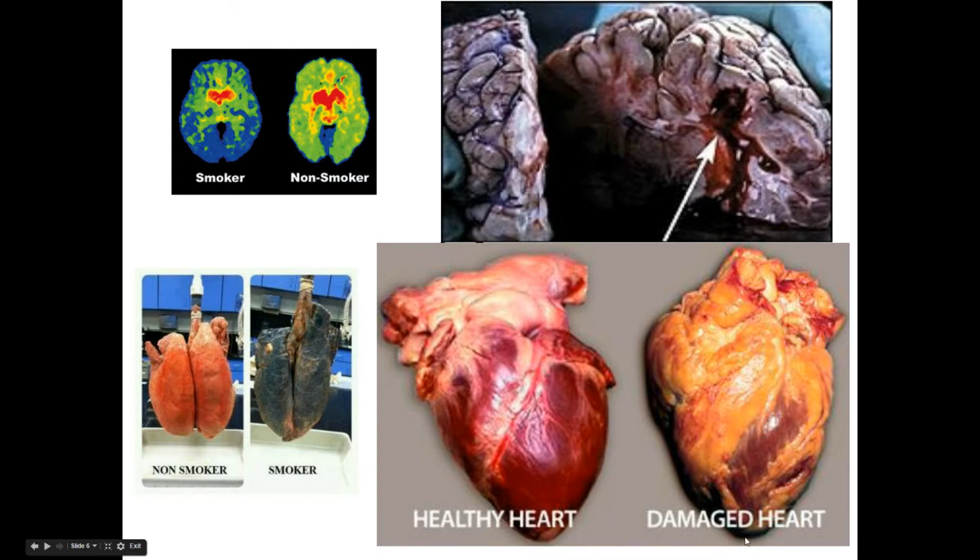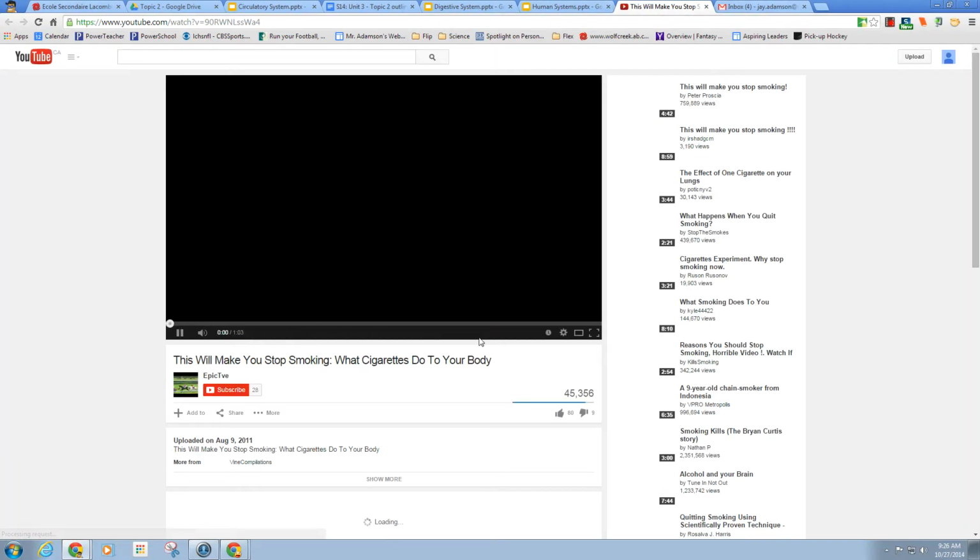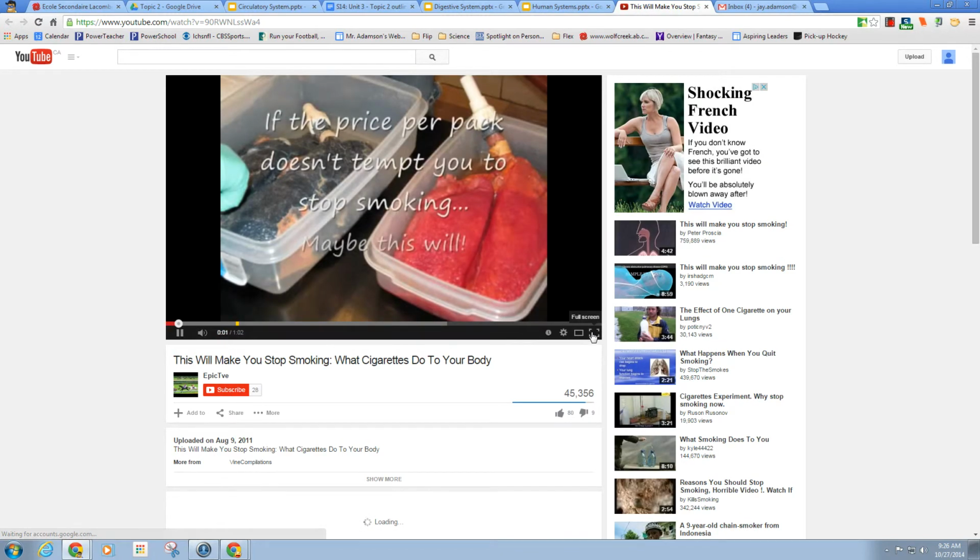So somebody who's maybe overweight or a smoker, you can see all the fatty tissue start to surround, and this will clog up the arteries. And then we can see over here, this is a non-smoker's lungs compared to a smoker's lungs. I just got a quick little YouTube video that I'm going to show you in relation to smoking cigarettes.